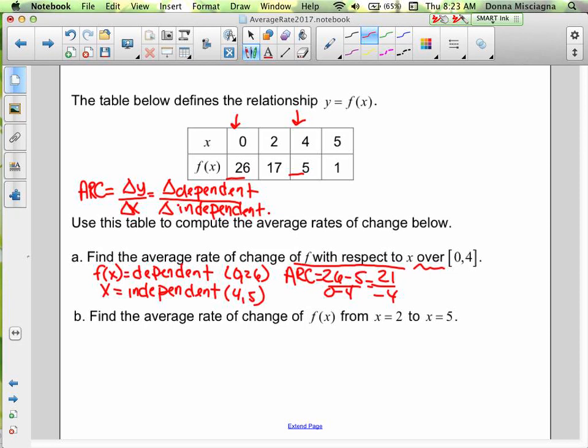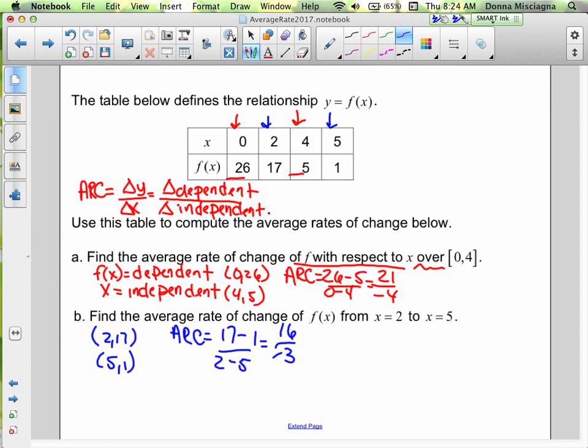Now the average rate of change of the function from x equals 2 to x equals 5. This time we're using these two points: (2, 17) and (5, 1). So the average rate of change is 17 minus 1 divided by, since I started with 17, I have to start with 2, 2 minus 5. So that's going to be 16 divided by negative 3, or negative 16 thirds.